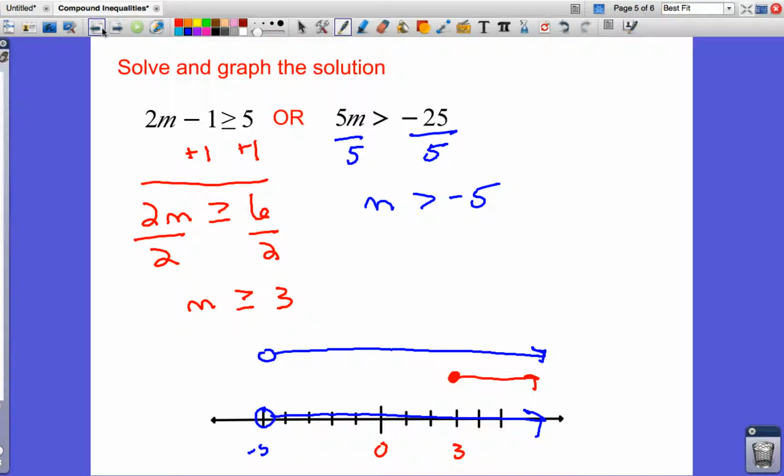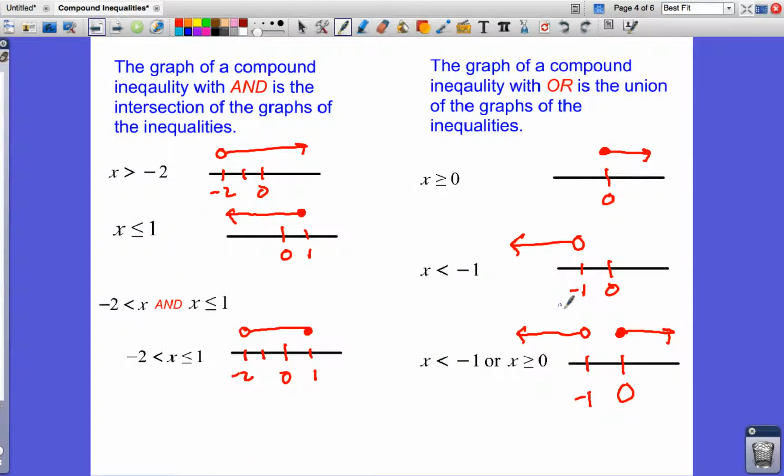Okay, guys, that's it. So if you have an OR, just make sure you do the two graphs separately. Sometimes they will overlap like this. Sometimes, though, they won't, and there'll be a big gap like this, and that's fine. That means your solution is all these numbers and all these numbers and nothing in between -1 and 0. If you have the AND, that's going to be the intersection of the two graphs. So it would be something like this, where you have two graphs going infinitely each direction. So where they overlap is your solution.